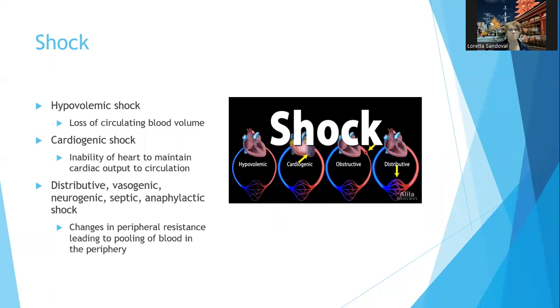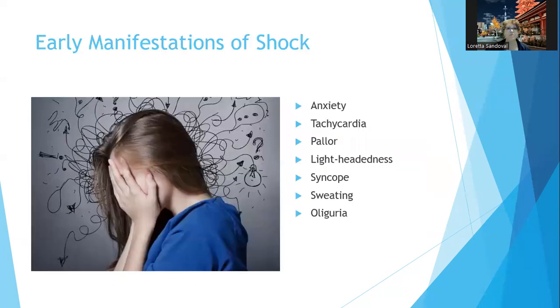So these are all the different types of shock, again, that I just went through. Hypovolemic, loss of circulating blood volume, that can be caused by lots of things. Bleeding is one of them. Cardiogenic shock because of the inability of the heart to maintain cardiac output to circulation. Distributive, vasogenic, neurogenic, septic, and anaphylactic shock are all changes in peripheral resistance leading to pooling of blood in the periphery. So you have that capillary dilation that leads to pooling of blood in the periphery. So all those are a problem, right? So they can all lead to terrible things.